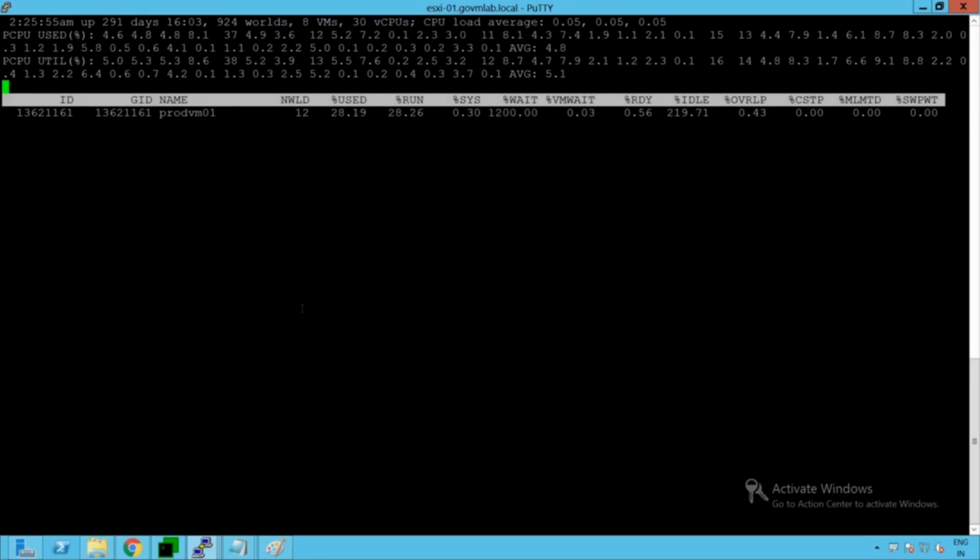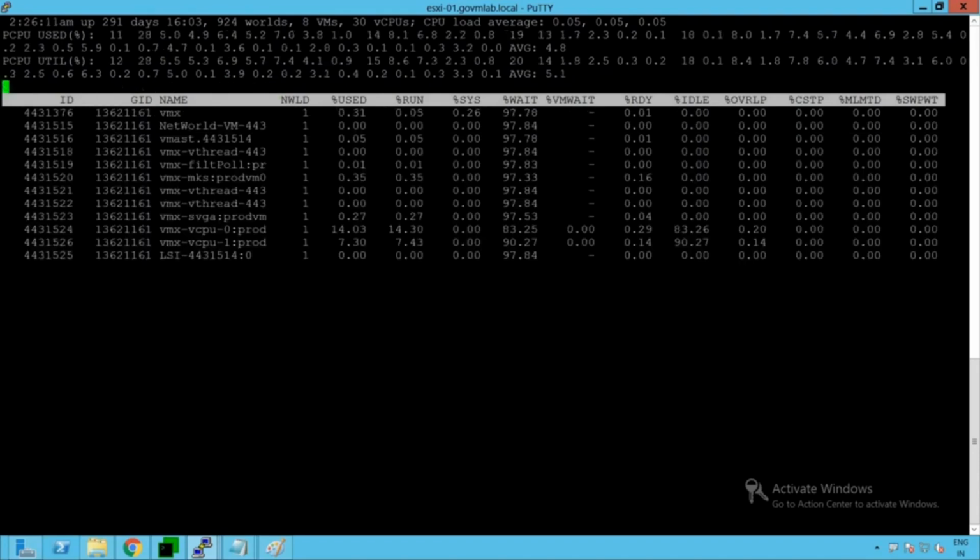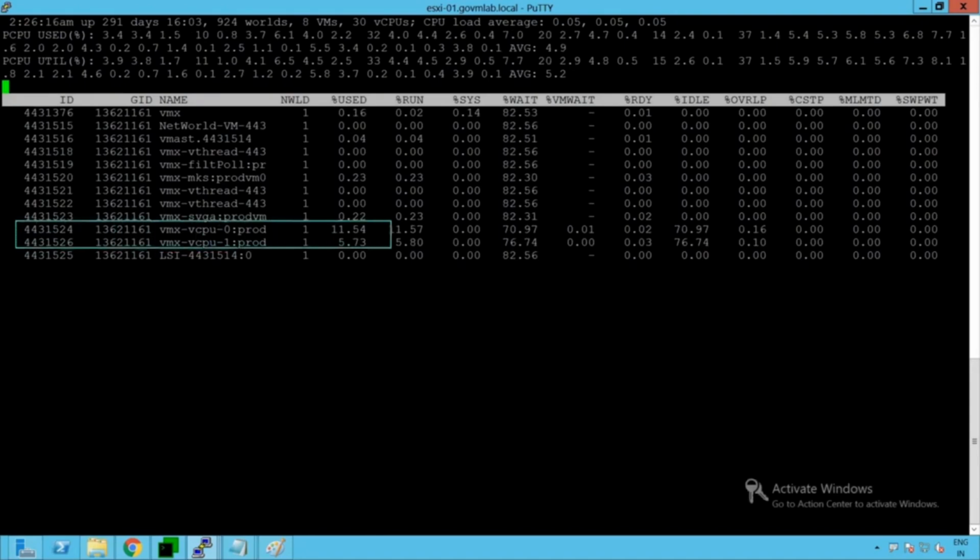But now, because our virtual machine has two vCPUs, we can also filter this view at every vCPU level. To do that, just press the E key and provide the GID. Now, when you provide the GID, look at that. We get the next level of view of our virtual machine CPU statistics, with metrics we can visualize at every vCPU of that virtual machine.